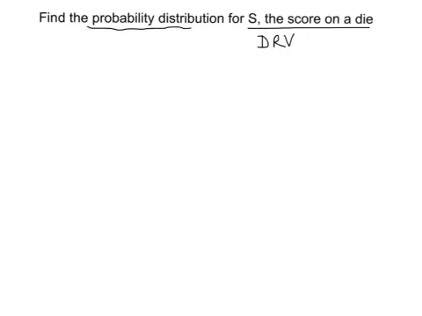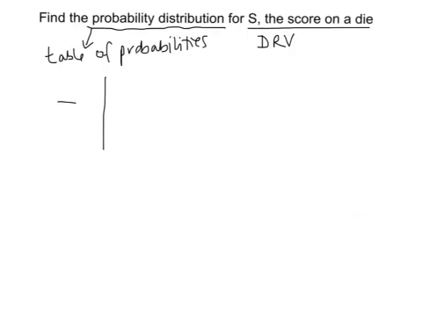Now when it says find the probability distribution, that sounds like it's going to be awful. It's actually really simple. It's just a table that holds together every single value the random variable could be. So 1, 2, 3, 4, 5, 6, and their associated probabilities. So it's just a table of probabilities. That's all it is. That's all I'm being asked for. So I'm going to get my table ready.